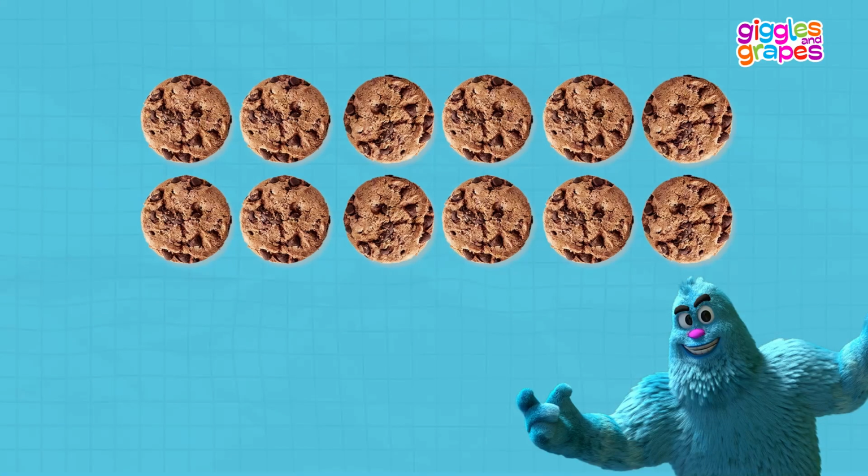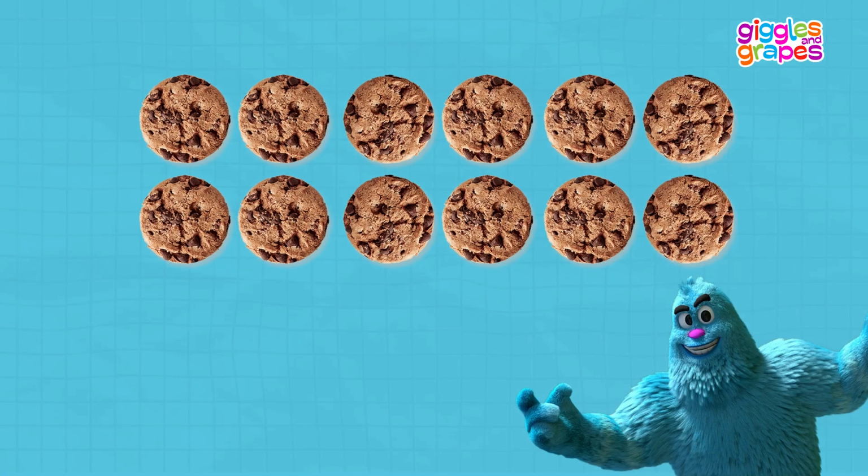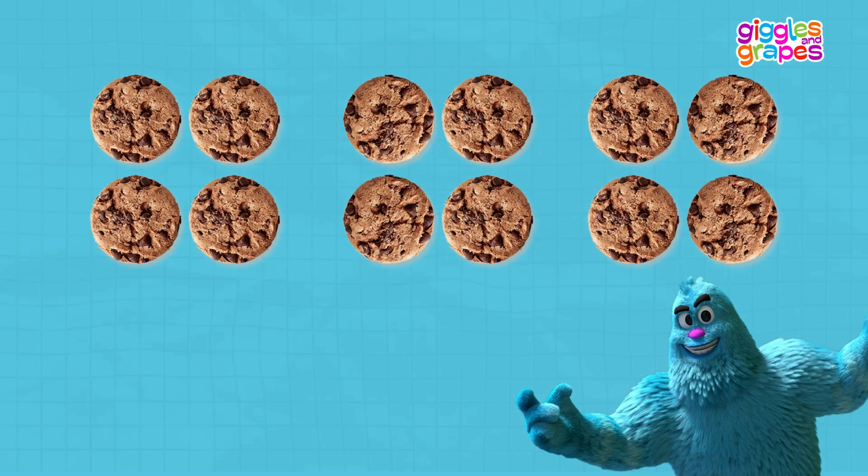Now, Cookie Moan has 12 cookies to share equally with 3 friends. How many cookies will each friend get? 1, 2, 3, 4. 4 cookies for each friend. 12 divided by 3 is 4.